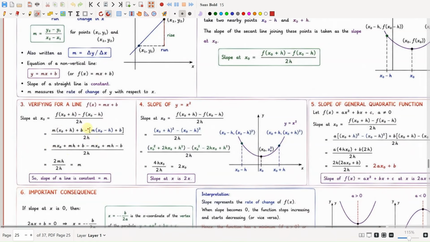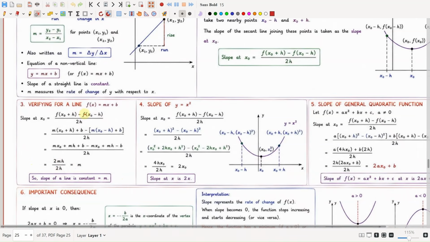Then I have the minus term here. So minus mx0, minus into minus will be plus, so plus mh minus b. This b and this b will get cancelled, and mx0 minus mx0 will get cancelled. I have mh + mh, which will be 2mh divided by 2h. So these two things will get cancelled and only m remains. So the slope of a line is a constant, which is equal to m.